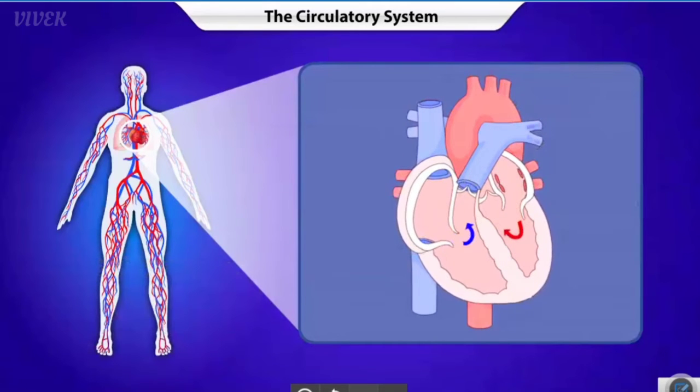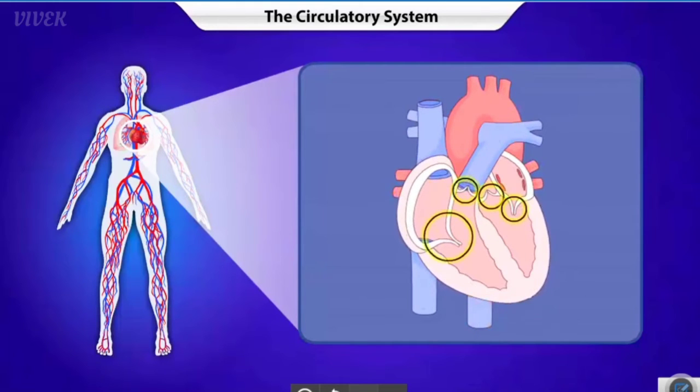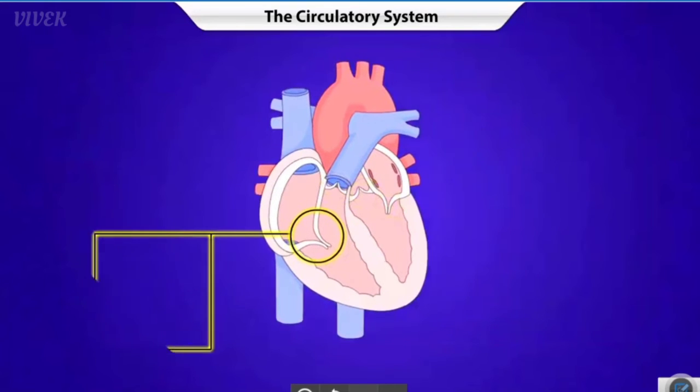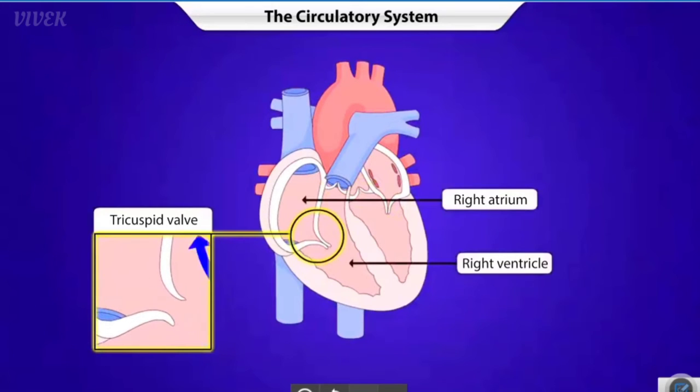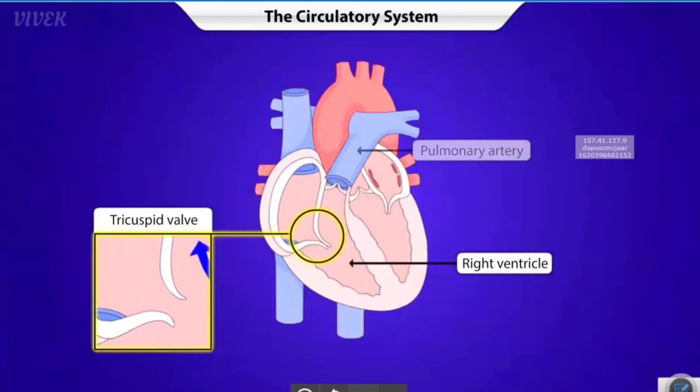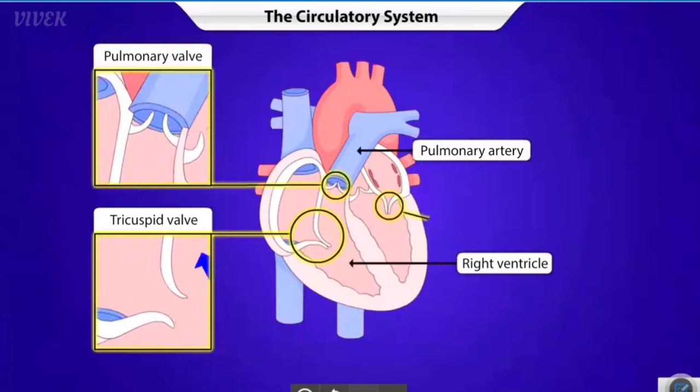Well, now that you have seen how blood circulates, you must be wondering how the heart regulates the flow of blood. Let's check this out. The heart has 4 valves that prevent backflow of blood within the heart. The tricuspid valve allows blood to flow only from the right atrium into the right ventricle. The flow of blood from the right ventricle into the pulmonary artery is controlled by the pulmonary valve.